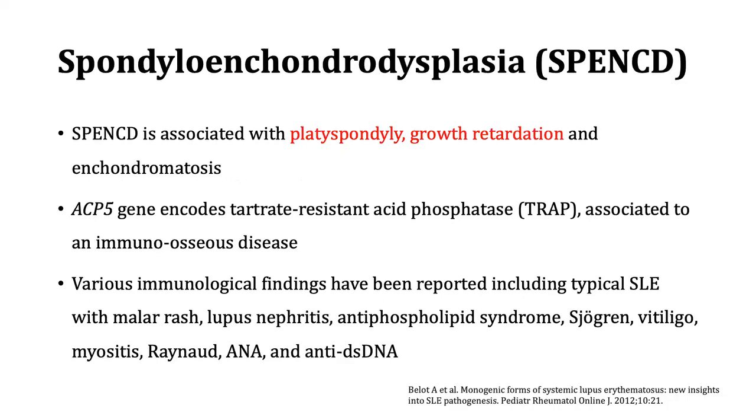A short word about spondyloenchondrodysplasia. SPENCD is associated with platyspondyly, growth retardation and enchondromatosis. The ACP5 gene encodes the tartrate-resistant acid phosphatase, associated with immuno-osseous disease. Various immunological findings have been reported, including typical SLE with malar rash in children with SPENCD, and lupus nephritis, normally class 3 and 4, along with antiphospholipid syndrome, Sjogren's, vitiligo, myositis, Raynaud's, ANA, and anti-dsDNA positivity.